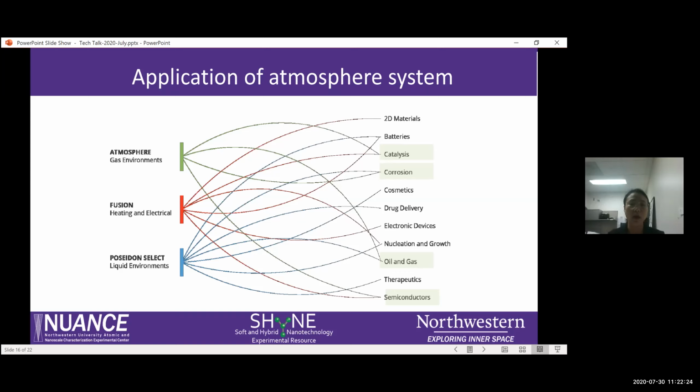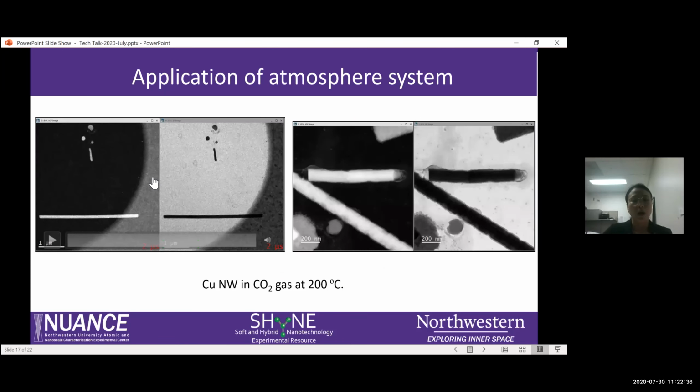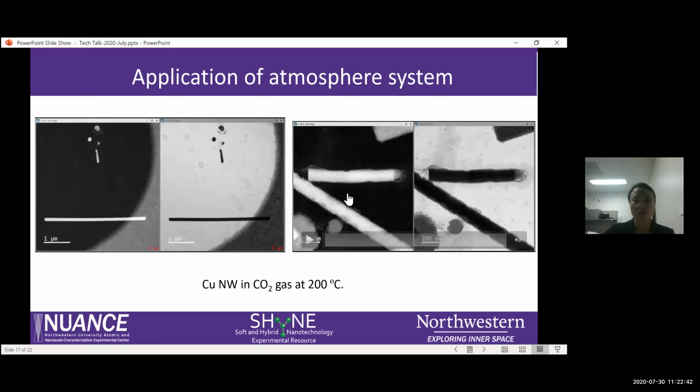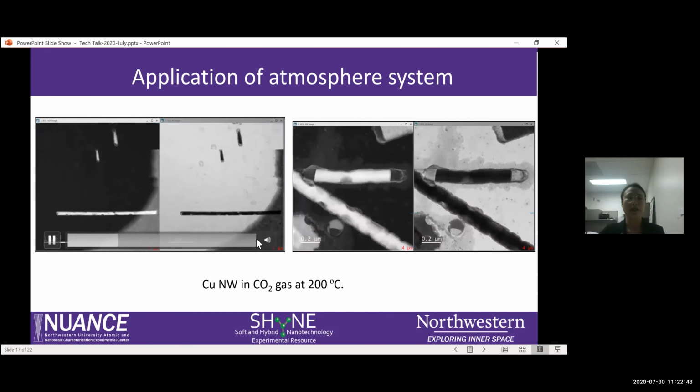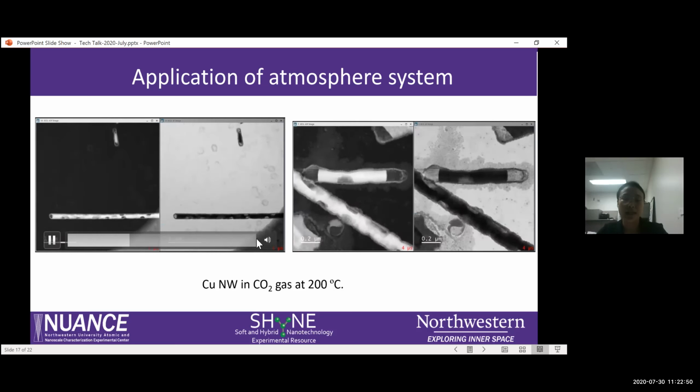But when we're talking about the application of the atmosphere system or gas system, we always use it in catalysis, corrosion, oil, gas, and semiconductors. This is some applications we have done here in EPIC Center. This is the oxidation of copper nanowire in carbon dioxide at 200 degrees Celsius. Here we can clearly see how the oxidation started and how it developed.